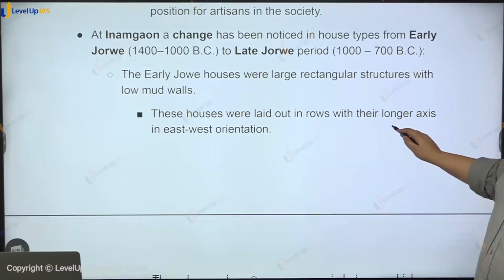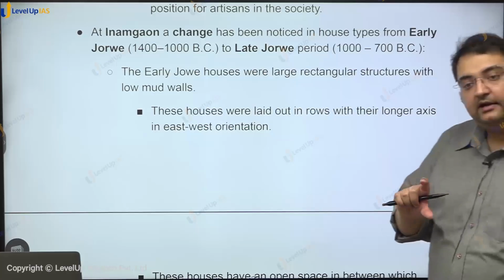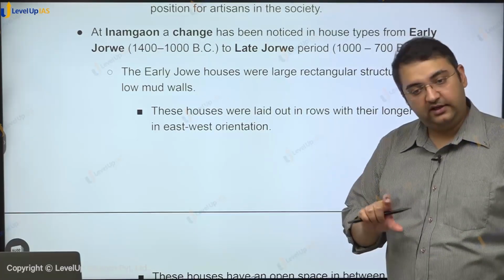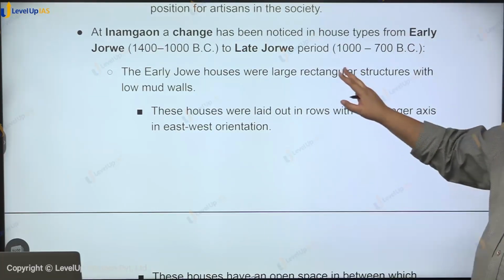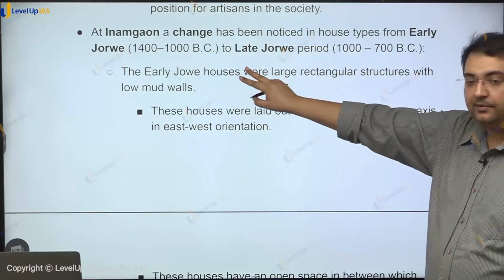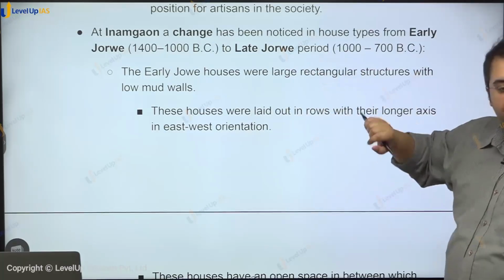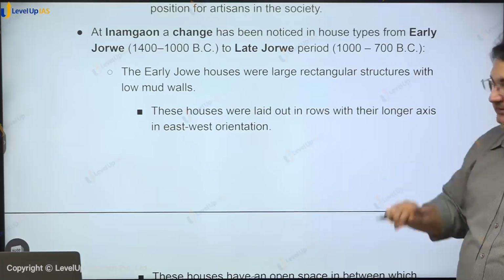Now, in the case of Inamgaon, we see a particular change. This culture displays clear evolution or clear change and can be divided into two phases, early Jorwe and late Jorwe. Early Jorwe में we find better material conditions. Late Jorwe period में we find decay के signs, right?